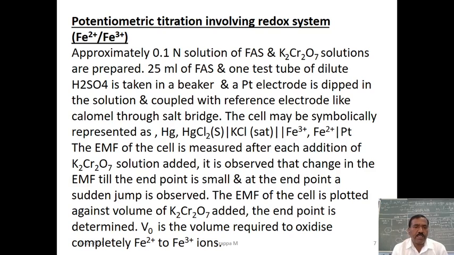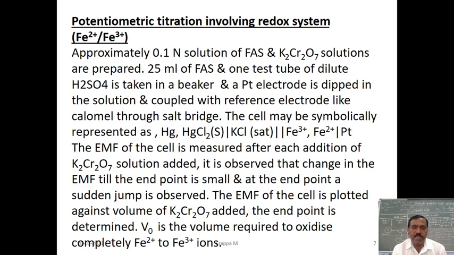The cell may be symbolically represented with the calomel electrode on the left side, and the iron electrode with ferrous and ferric ions with the platinum wire. The calomel electrode has Hg2Cl2 placed in KCl solution, connected by a salt bridge. Then platinum is connected with the ferrous and ferric ions. The EMF of the cell is measured after each addition of K2Cr2O7 solution. The change in EMF is small until the end point. At the end point, a sudden jump in the potential is observed.